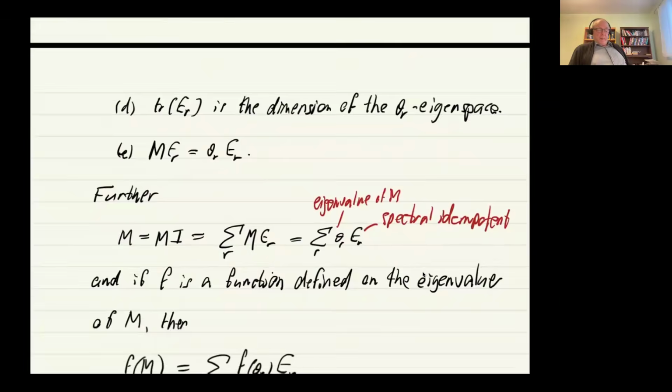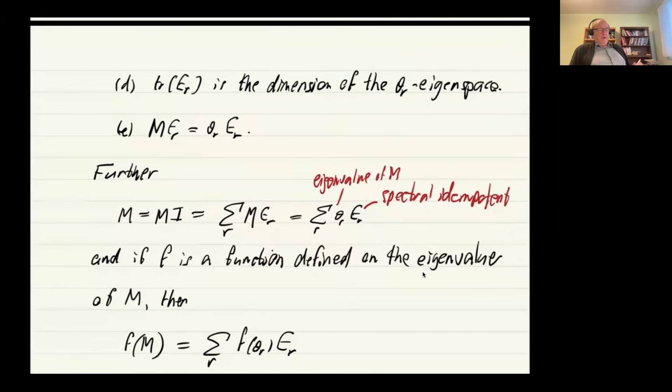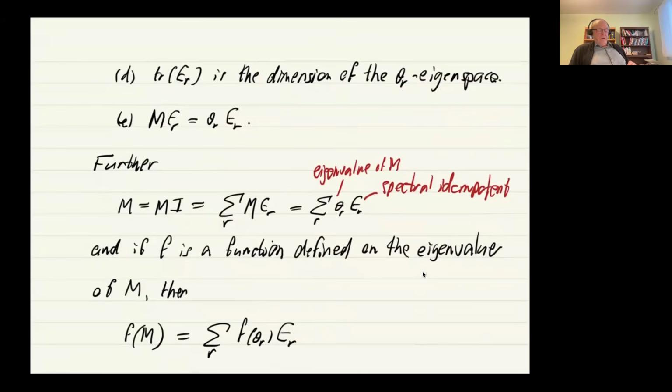Now, it follows that if matrix M is equal to M times I, and I is equal to the sum of the E_r's, there it is. So that's that. And then M E_r is equal to theta r E_r, and so we get that M is equal to the sum of theta r E_r. And again, the theta r's are the eigenvalues, and the E_r's are the projections. We'll call them spectral idempotents. And so we've now expressed M as a linear combination of projections. And this is what I would call the spectral decomposition.